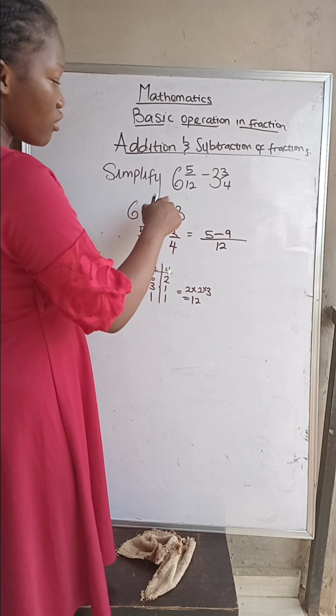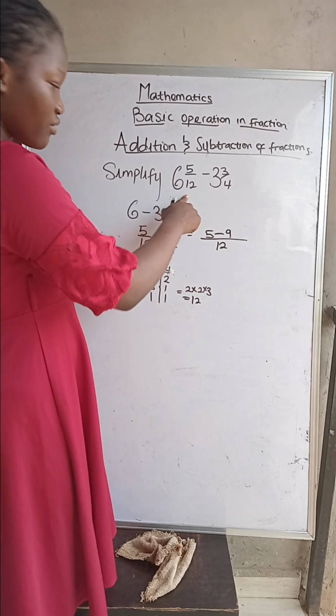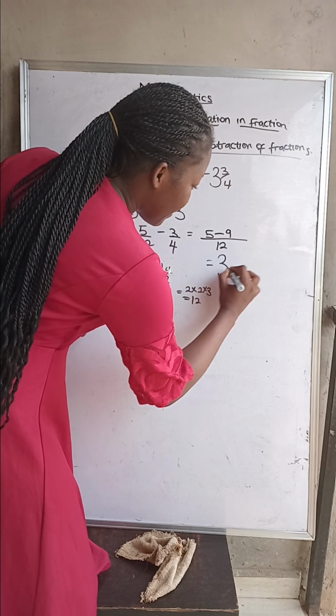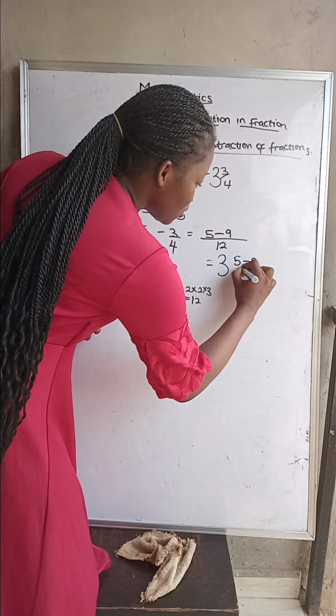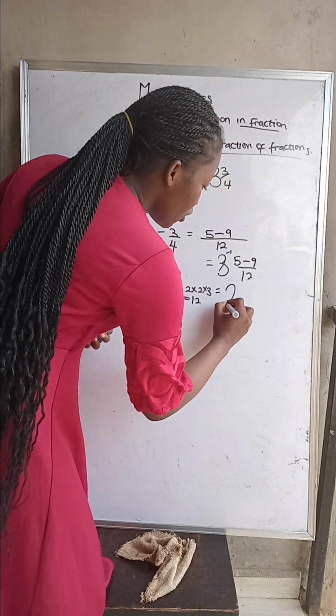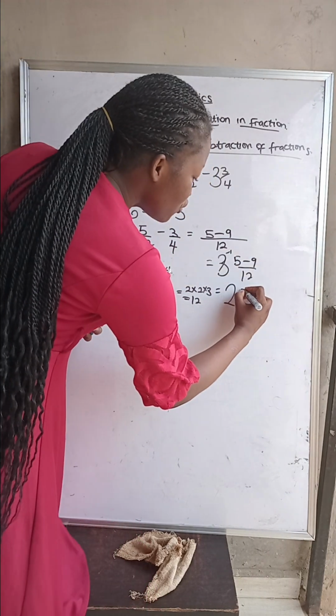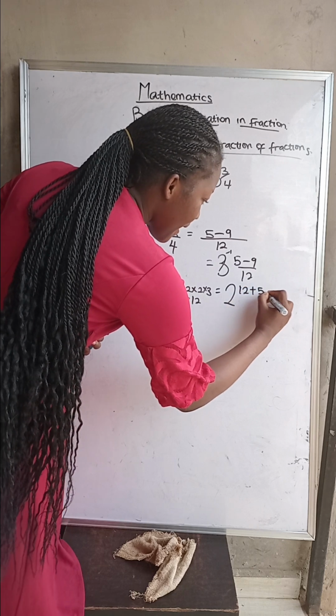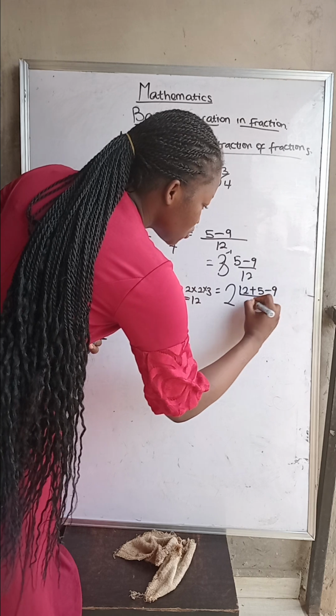You have to borrow from this 3 here. You borrow from this 3. So when you borrow from the 3, it's just like as if you have 3 on number, 5 minus 9 over 12. Then you minus 1 from here. It will become 2 on number. Now when you minus 1, we are adding 12 again. 12 plus 5 minus 9 over 12.